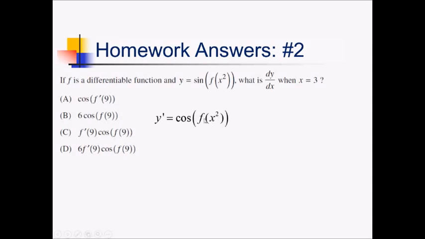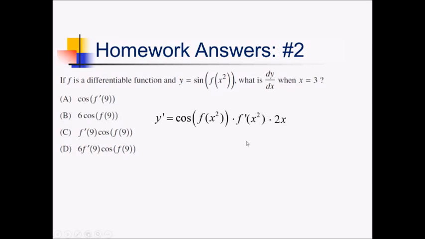Well, the next function in is f. So we need the derivative of f, which is f prime. So we've got f prime of x squared, times the derivative of the next inner function, which is x squared. So the derivative of x squared then is 2x. We'll multiply that and add that to the link here. And at this point, we have to plug in 3. So I'm going to have cosine of f of 3 squared times f prime of 3 squared times 2 times 3.